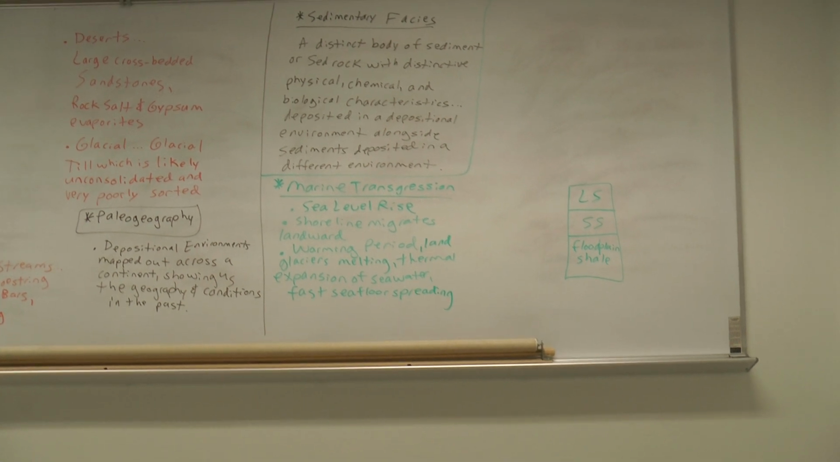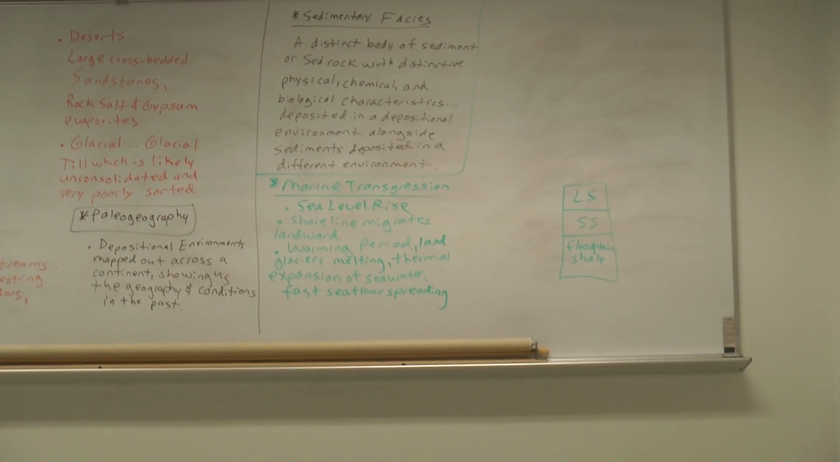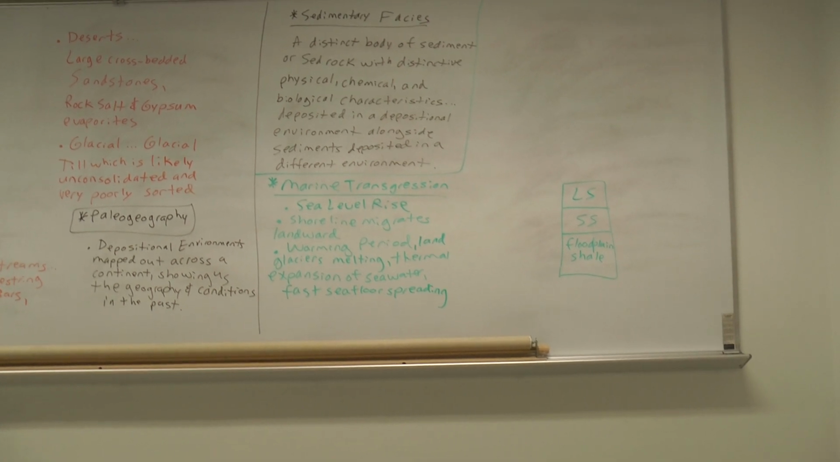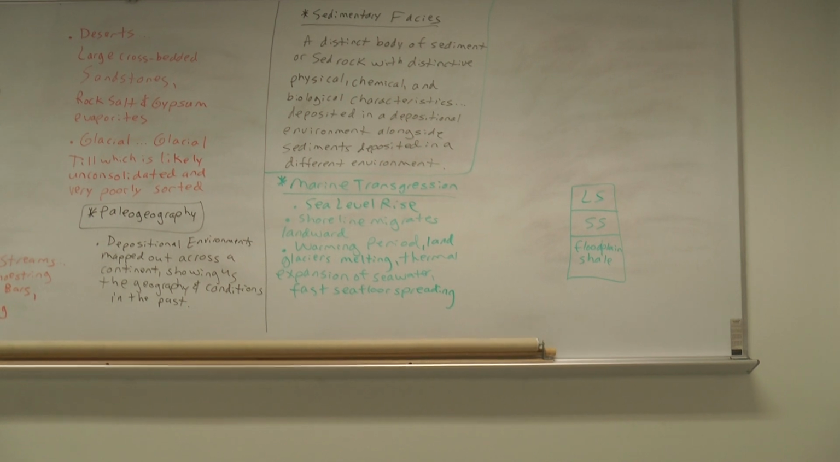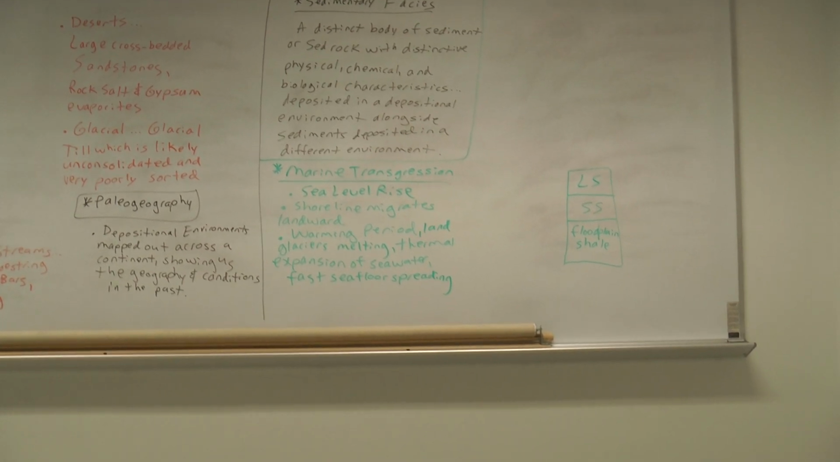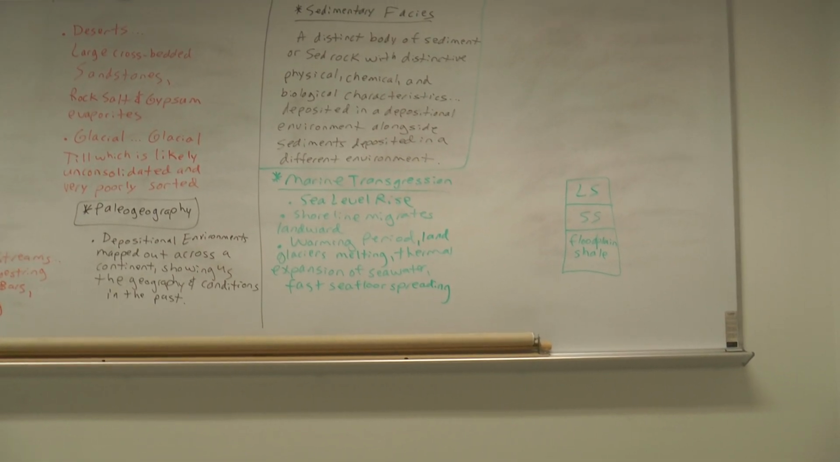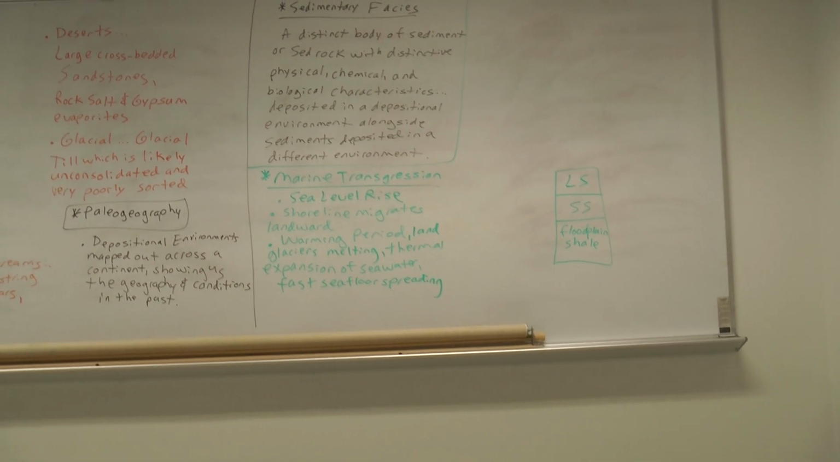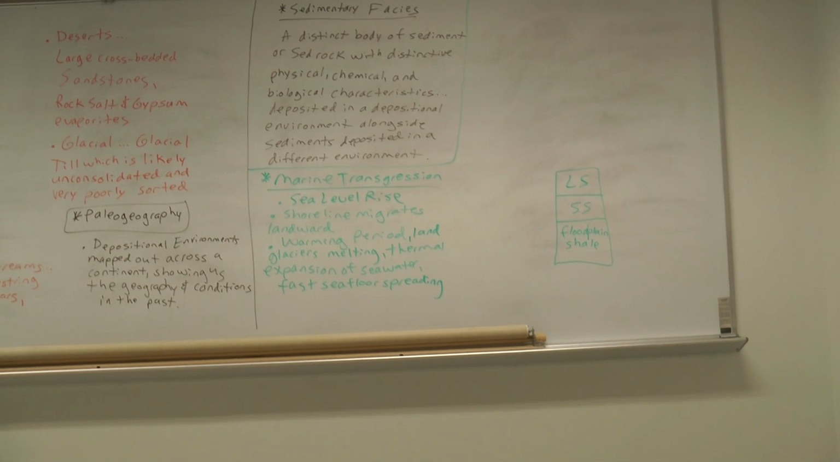This is due to glaciers on land melting and adding water to the oceans. It's also due to the thermal expansion of seawater. As the sea surface temperatures rise, the molecules of water close to the surface are actually going to expand. Okay, that actually adds to the volume of material in the oceans.